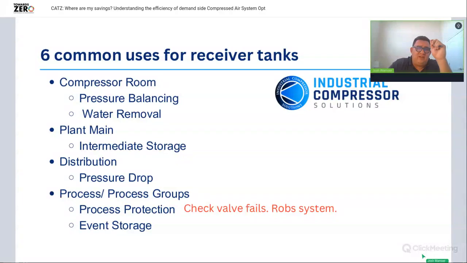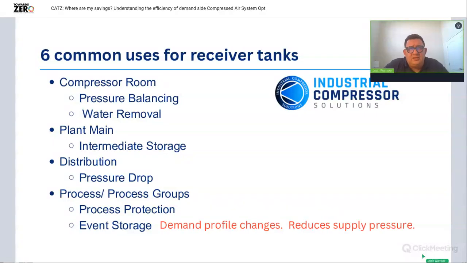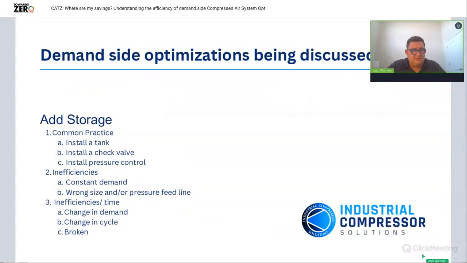Process protection. If a check valve fails, that one small little check valve took away the protection to that process and now has the entirety of the compressed air system back trying to feed it. Similarly, if the demand profile changes and supply pressure is reduced, where we are storing for intermittent demand, our capacitance goes away as that differential pressure is reduced across those receiver tanks.